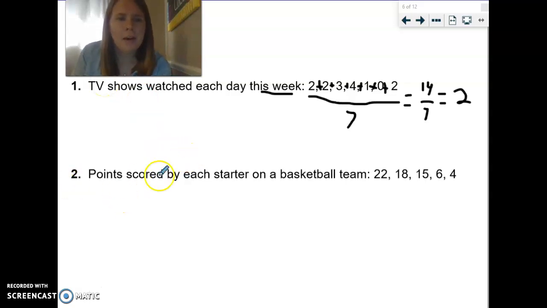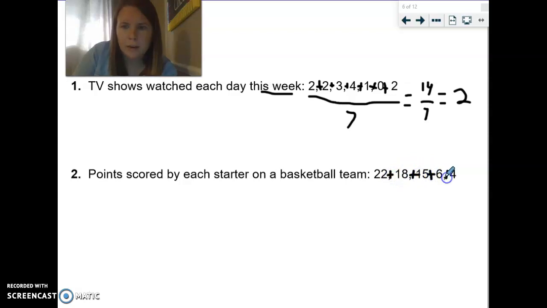Okay. The next one is points scored by each starter on a basketball team. So how many points did those starters each get? So yeah, I'm just going to take the numbers because it's a little easier for me to write here. I'm just going to add them all together. So it looks to be 5 numbers. So I'm going to divide my whole set by 5. This is going to be a little bit more to add together.